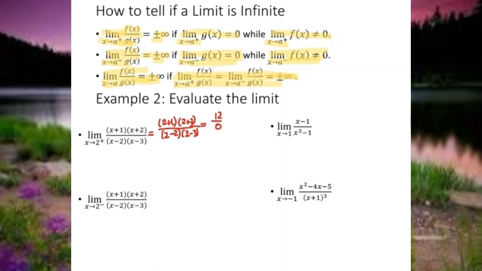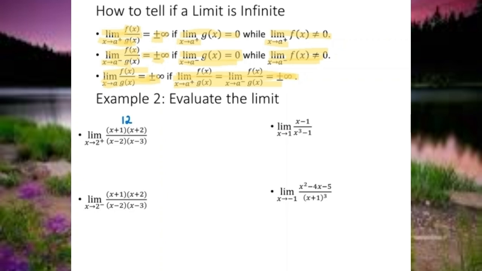To figure out which infinity to use, we want to think a bit about sign rules and what our sign would be if we plug in numbers very close to 2 on the right into our function. We saw from our work, if I plug in a value that's really close to 2 on the right of 2, my numerator is going to be really close to positive 12. Now, what about the denominator? This is where we have to think about what the sign of our denominator will be if I pick a value very close to 2, but slightly larger than 2.